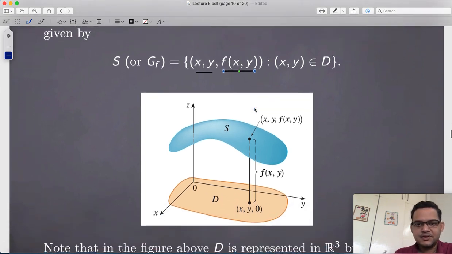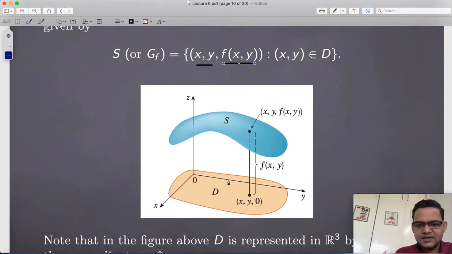So look at this picture. But there is a small problem in this picture. You see that here I have written D, which is the domain, but it is written (x, y, 0).